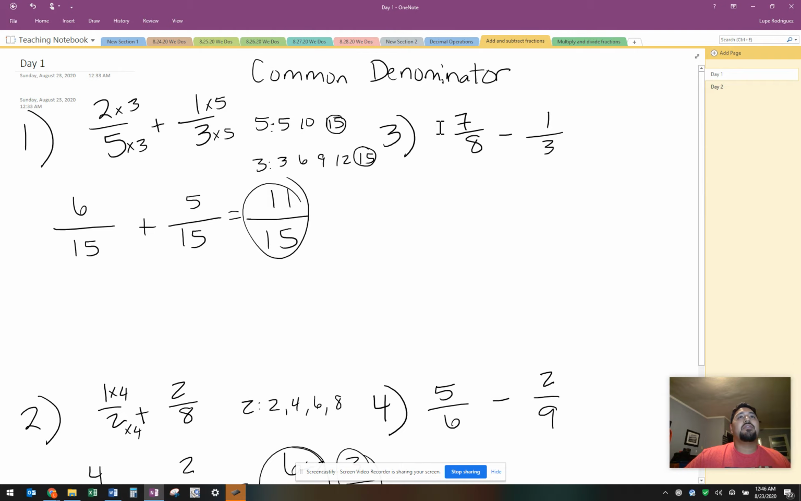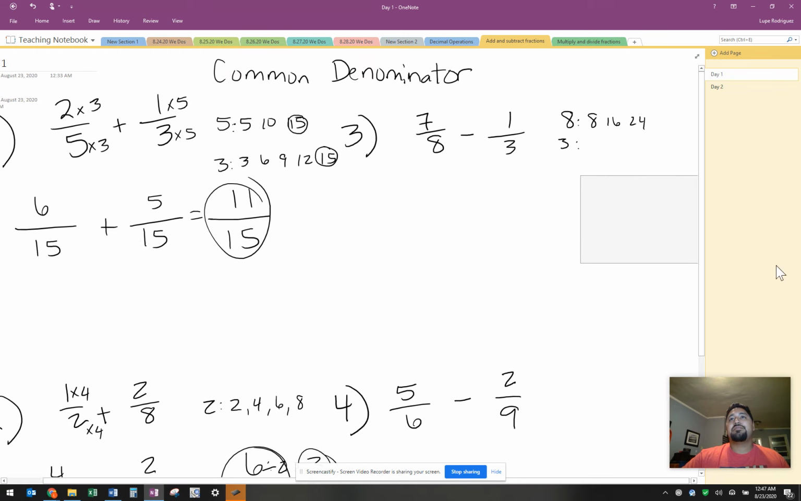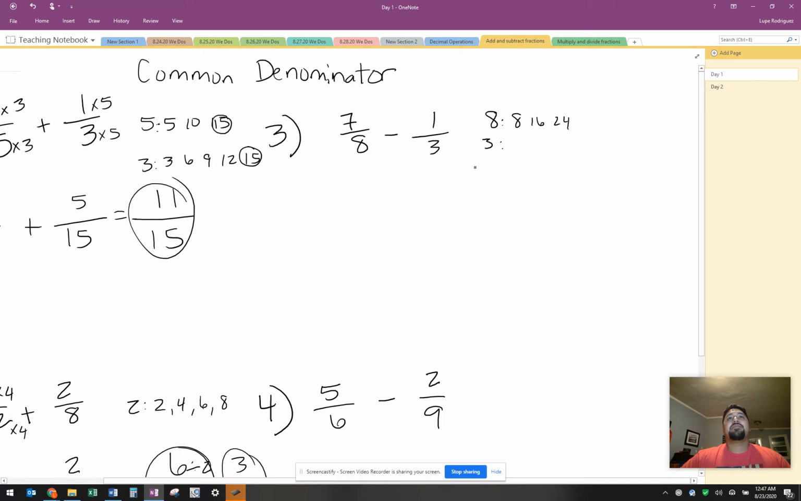All right, so now we're going over number 3. All right, so I'm going to list the multiples here because I don't know off the top of my head what the least common multiple would be. So we got 8, 16, 24, and this is going to be, let me move over a little bit, give me some room. All right, 3, 6, 9, 12, 15, 18, 21, 24. So it's actually 24 is the least common multiple here.